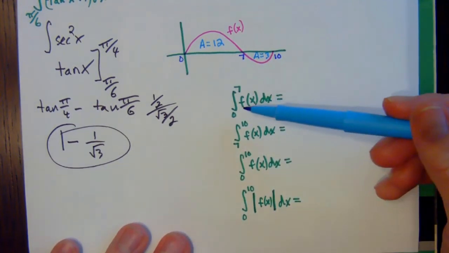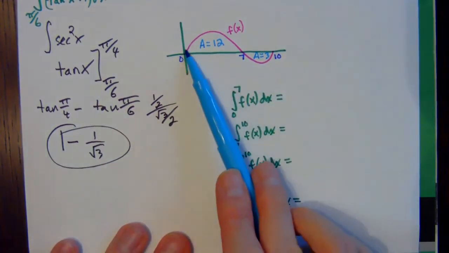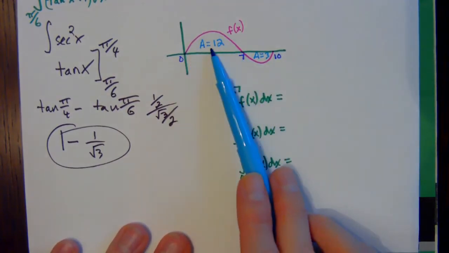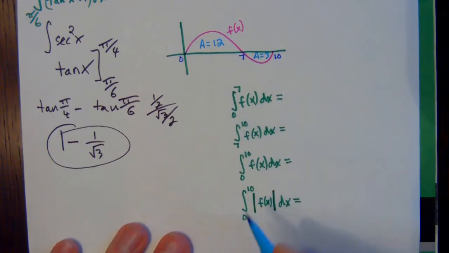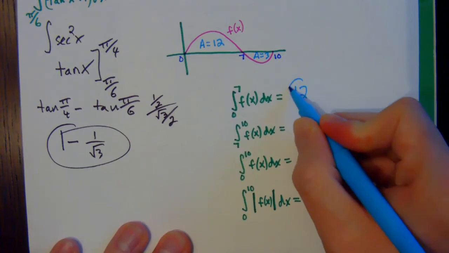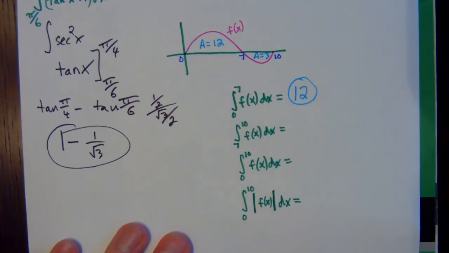And so if I were to say what's the integral between 0 and 7, notice that the graph between 0 and 7 is above the x-axis. So if the graph is above the x-axis, the area and the integral are the exact same thing. So if the area is equal to 12, the integral is equal to 12.